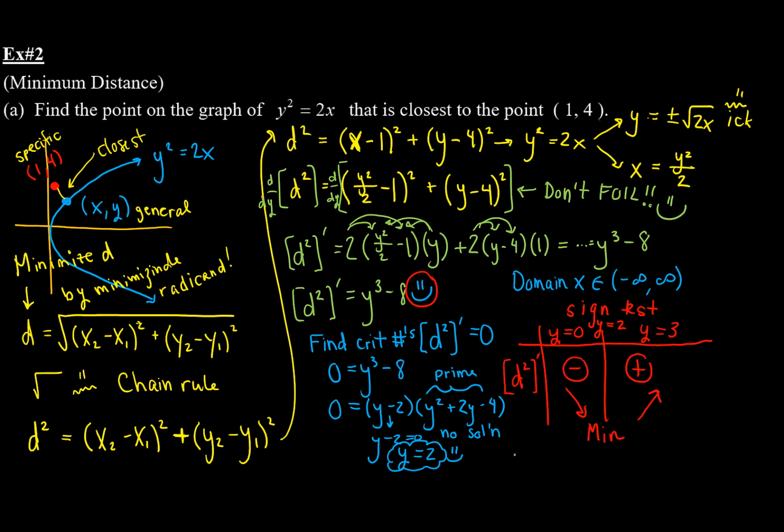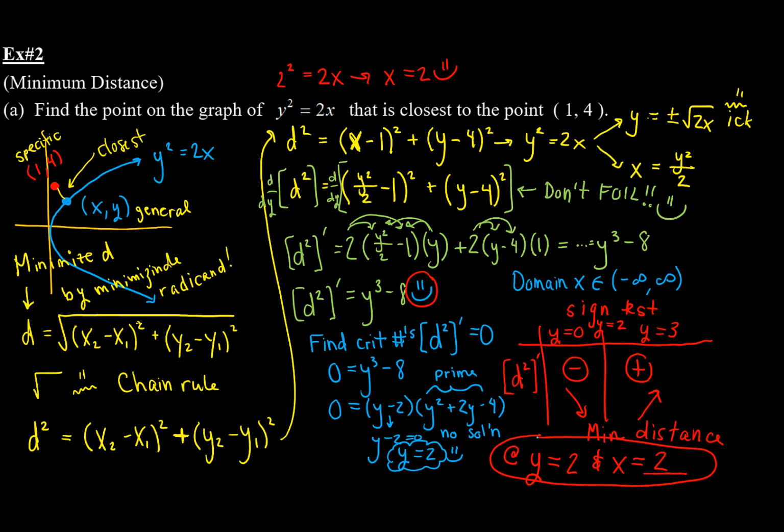So that means at y equals 2, and x equals, because I need to find that out, I have a minimum distance. If y is equal to 2 and I solve that for x, I see that x equals 2 is my other answer. So that's it, I've got a minimum distance. And notice that they're not asking me to find the minimum distance. They're just asking me to find the point on the graph that is closest to the point.